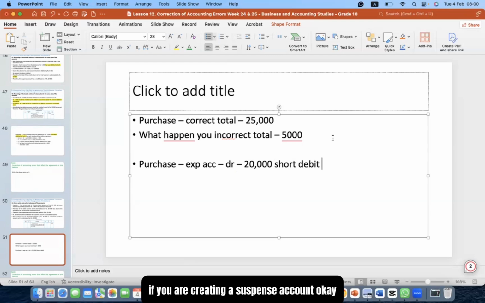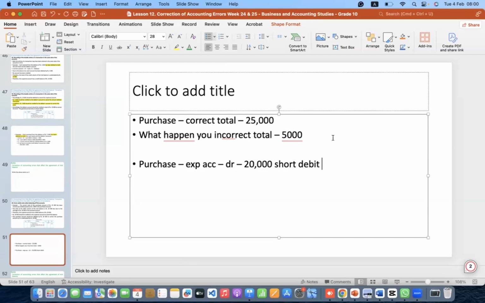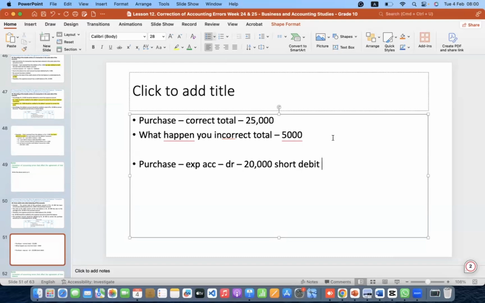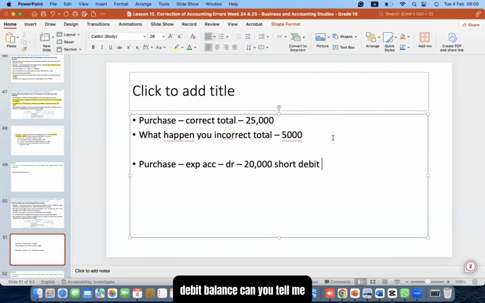If you are creating a suspense account, what kind of balance should it carry? Should it be a credit balance or a debit balance? Can the suspense account carry a debit balance or a credit balance? Can you tell me?